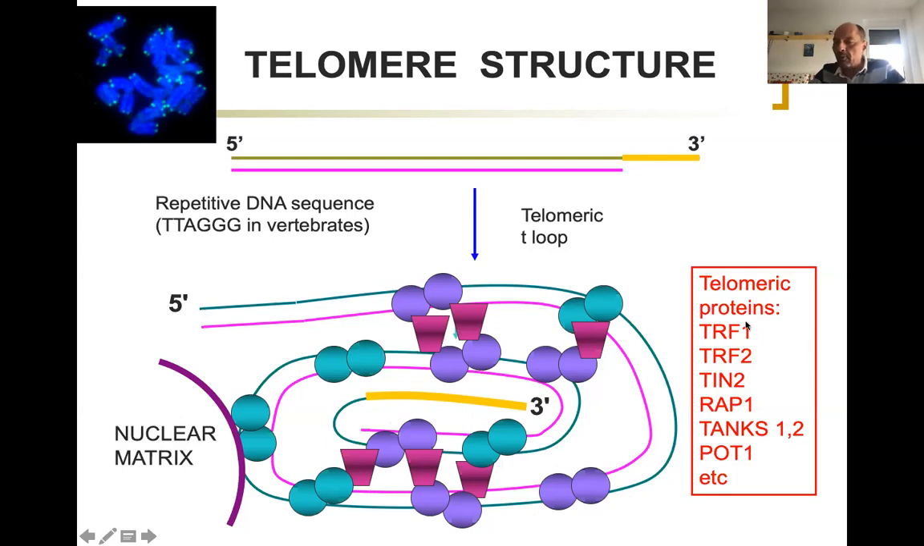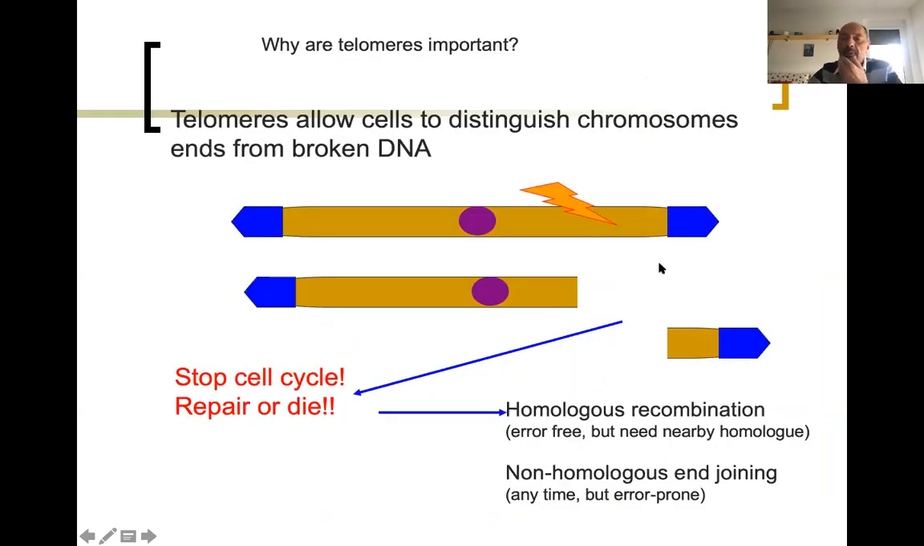You have a number of proteins, TRF1, TRF2, TIN2, RAP1, TANK, POT1, and other proteins that allow this kind of loop in the DNA. And at the very end, you leave a 3' hanging length here so that you can actually close the loop. But what will happen is that every time there is a division, this hanging part will become shorter. This we will see.